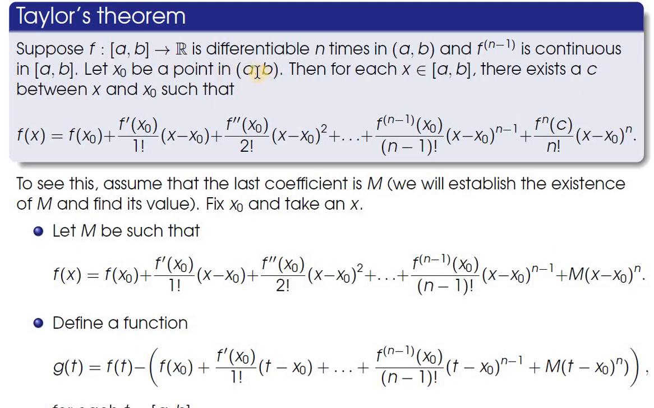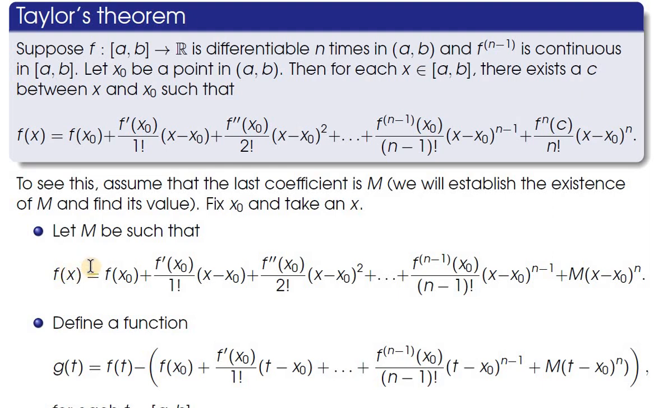Now let x naught be a point in the interval (a, b). Then for each x belonging to [a, b], we can find a c between x and x naught. So we have fixed x naught, and take any x. Then in between x and x naught, you can find a c such that f of x becomes equal to the Taylor series expansion for the first n minus 1 terms plus a last term which contains the function's nth derivative at c divided by n factorial times (x minus x naught) raised to n. It's almost looking like the Taylor series expansion truncated at the nth stage.